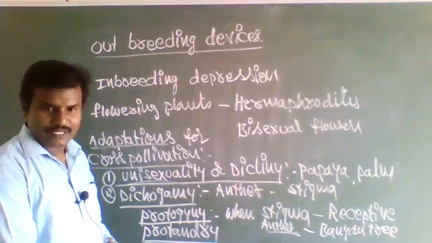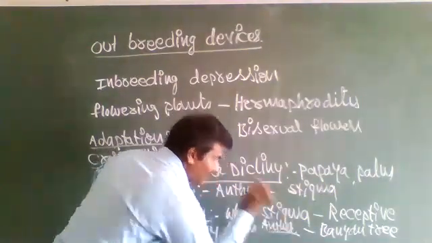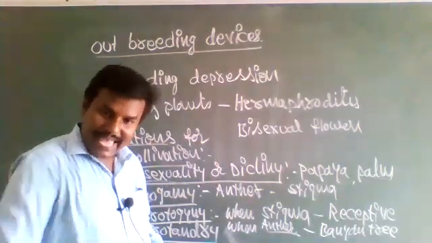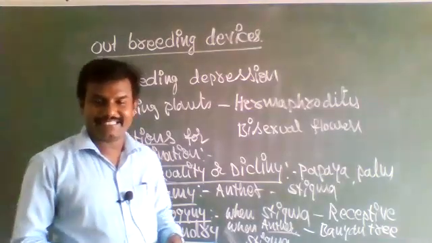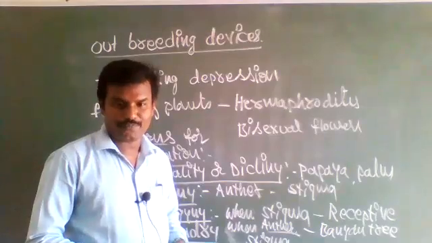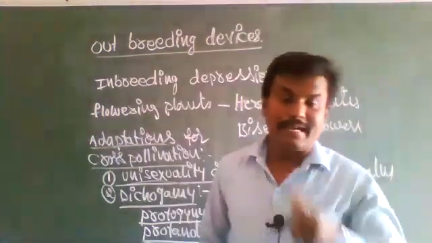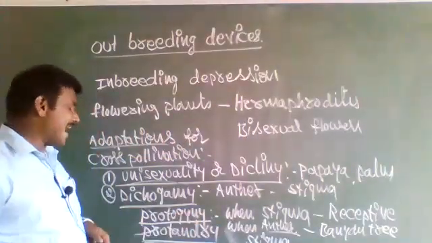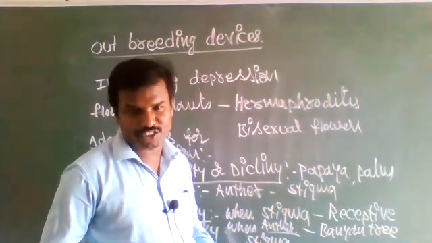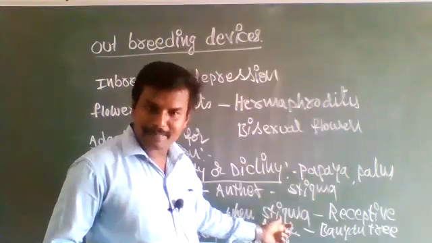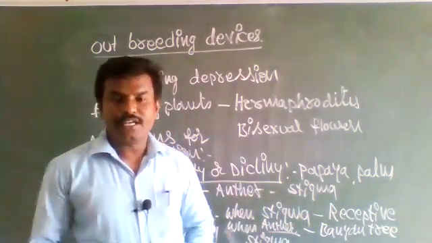Next, protandry. It is in contrast to protogyny. Here, the anther matures and becomes receptive before the stigma matures. That is called protandry. It is commonly seen in the marigold plant and the sunflower plant. In these two plants, protandry occurs. Protandry means the anther matures and becomes receptive, ready for pollen germination, before the maturation of the stigma of the same flower. These are very, very important.